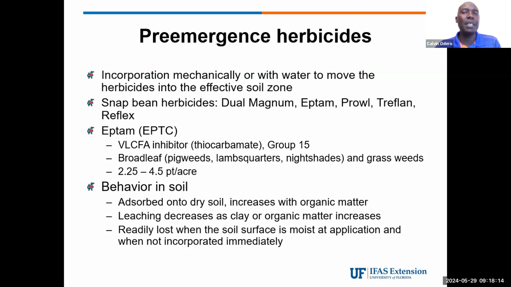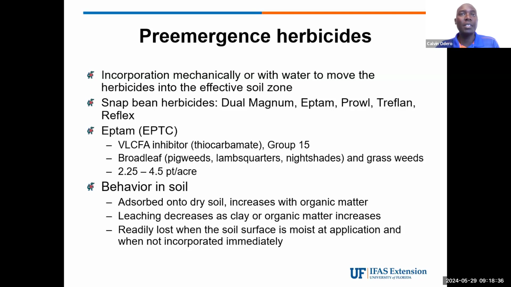And Eptam, or EPTC, is a thiocarbamate. It's a very long-chain fatty acid inhibitor. It's in the same group as Dual. And its use rate is from 2¼ pints to 4½ pints per acre, which is 2 to 4 pounds of active ingredient per acre.